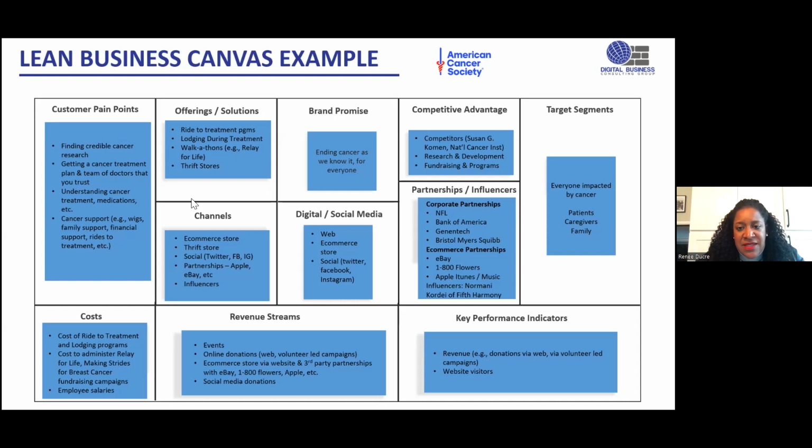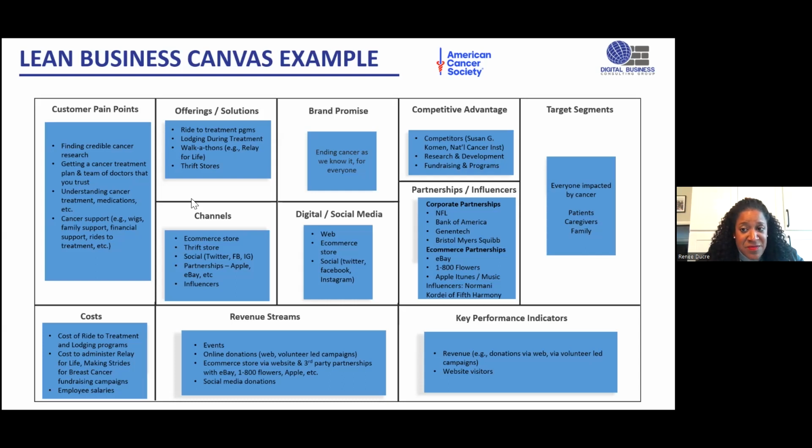Some of the things where I think the Cancer Society really stands out are, from an R&D perspective, the amount of money they spend on research and development, the fundraising they're able to do, which is amazing, as well as the programs they put out. And just hearing feedback from actual people who have used the services is amazing. And then the target segments, I can't even say it enough. Cancer sucks, right? Everyone is impacted by cancer, right?